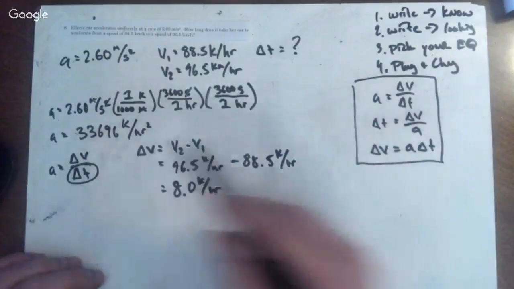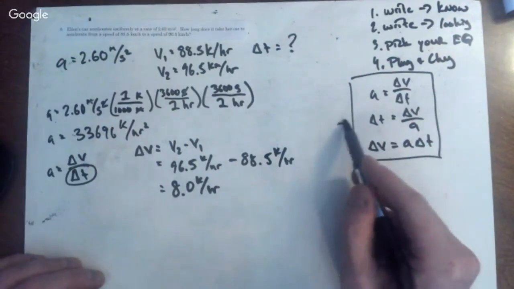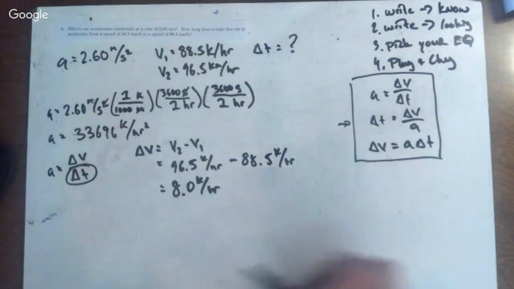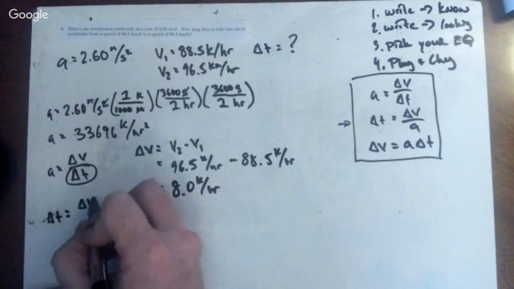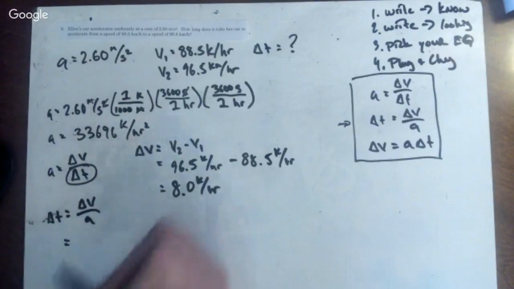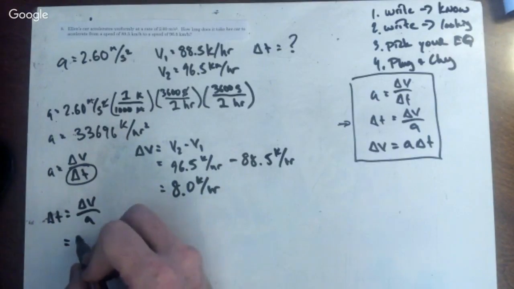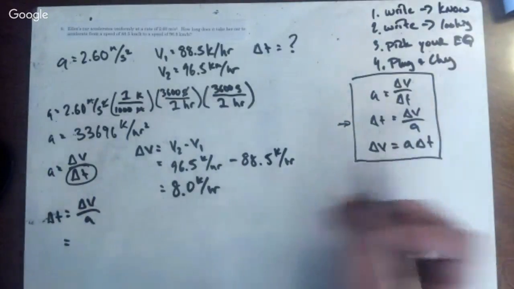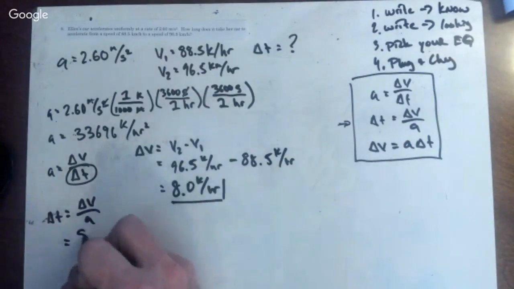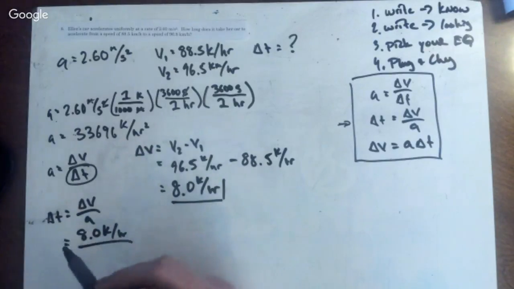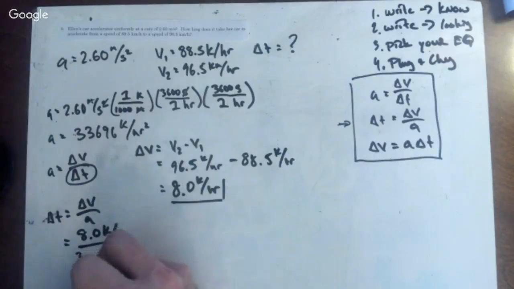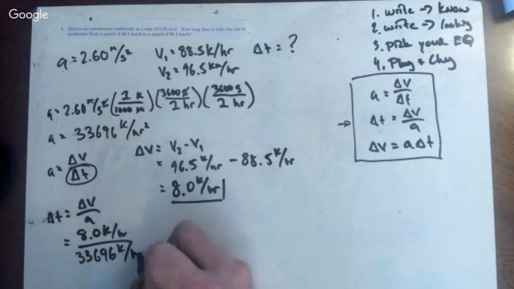So the one I'm looking for is the one that will give us time. So that's going to be this guy right here. I'm going to go ahead and write that over here. Delta t equals our change in velocity over our acceleration. Our change in velocity, we already calculated it over here, is 8.0 k per hour. And our acceleration that we calculated up there is 33,696 k per hour squared.